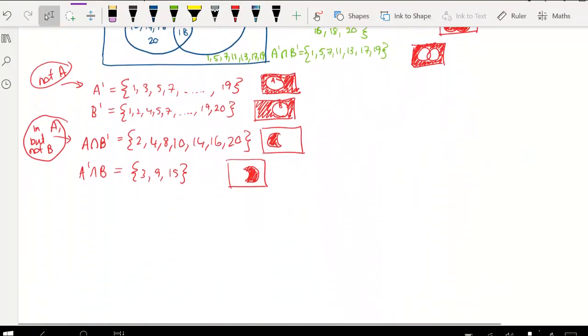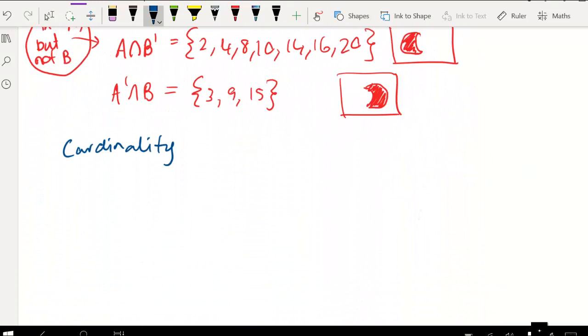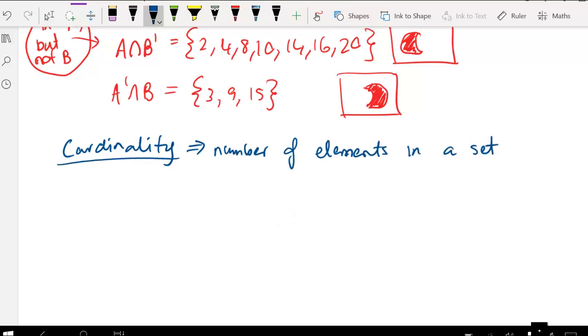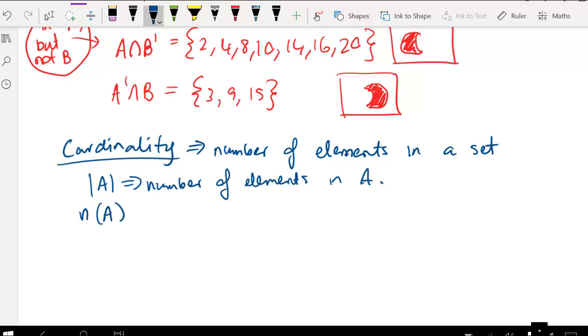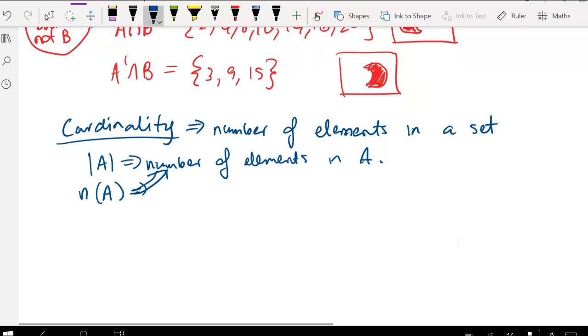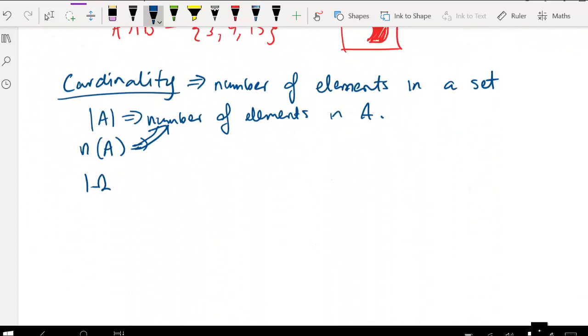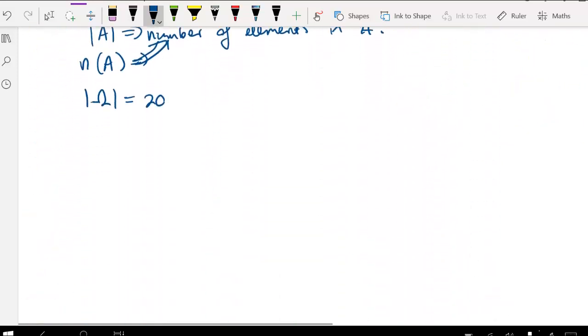Finally, when we look at cardinality, cardinality simply means the number of elements in a set. When we're talking about cardinality, we can represent it this way, which means the number of elements in A, or we can say n of A, and that means the same thing. If we were to say the cardinality of the universal set, it will be 20. So there are 20 elements in that universal set.